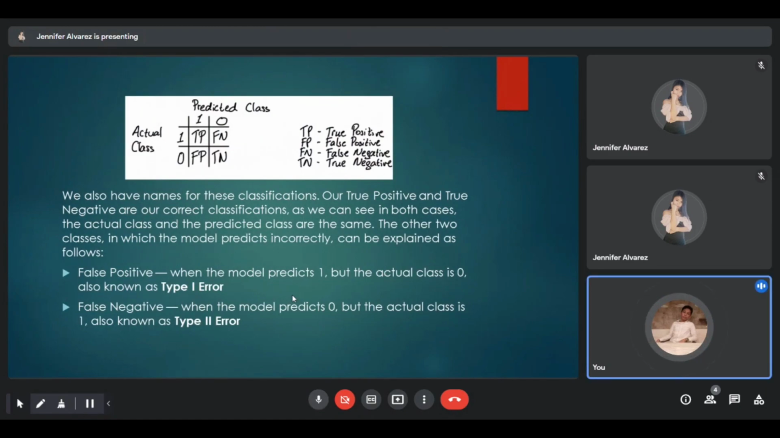We also have names for these classifications. True positive and true negative are our correct classifications. As we can see, in both cases, the actual class and the predicted class are the same. The other two cases, in which the model predicts incorrectly, can be explained as follows. False positive: when the model predicts 1 but the actual class is 0, also known as type 1 error. False negative: when the model predicts 0 but the actual class is 1, also known as type 2 error.